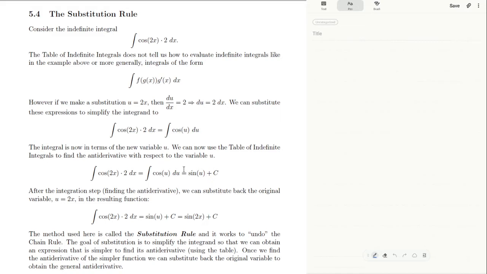And in the final step, we can substitute back the original variable. Our original variable was in terms of x, and we know that u is equal to 2x. So now the antiderivative becomes the sine of 2x plus c. This method is called the substitution rule, and it works backwards to undo the chain rule. We can always check whether we have the correct antiderivative by differentiation. If we take the derivative of the sine of 2x, we should get the cos of 2x times 2.